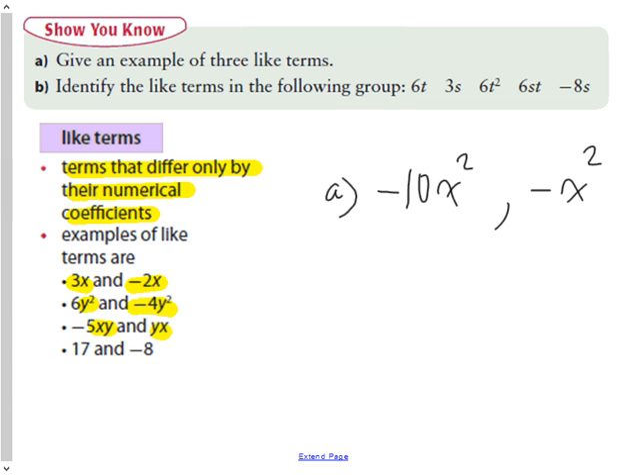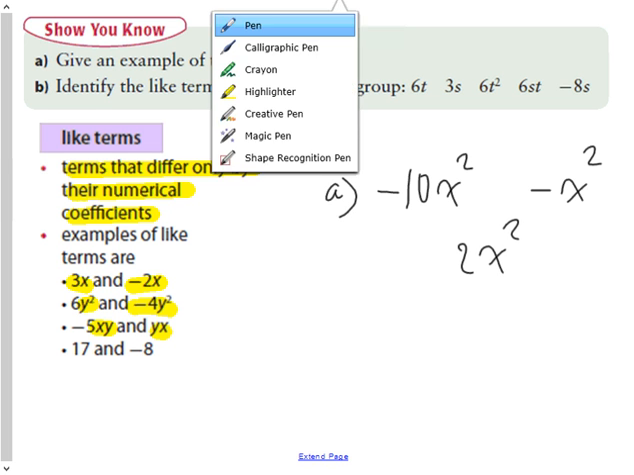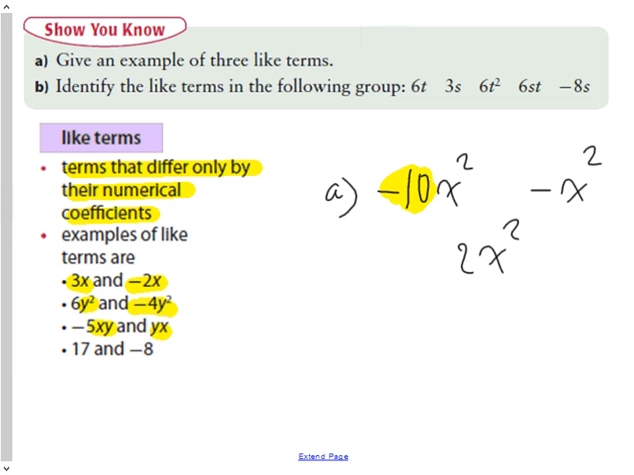Or I'm also going to say 2x squared. All three of those are like terms because the only thing that's different about those three terms is their coefficients. This one has a negative 10 coefficient. This one here is a negative 1 coefficient. And this one has a 2 coefficient. But the rest of the parts of the term, the variable and the exponents, are all the same.